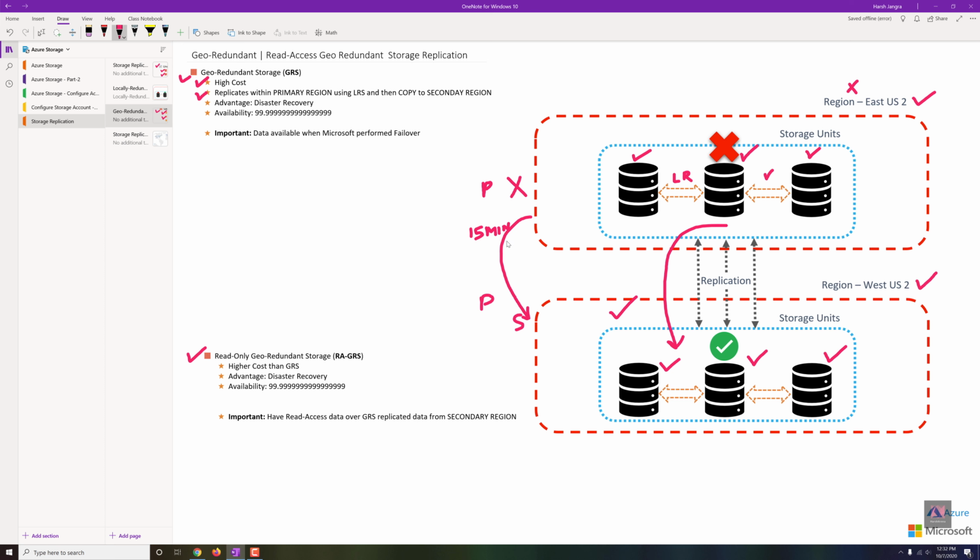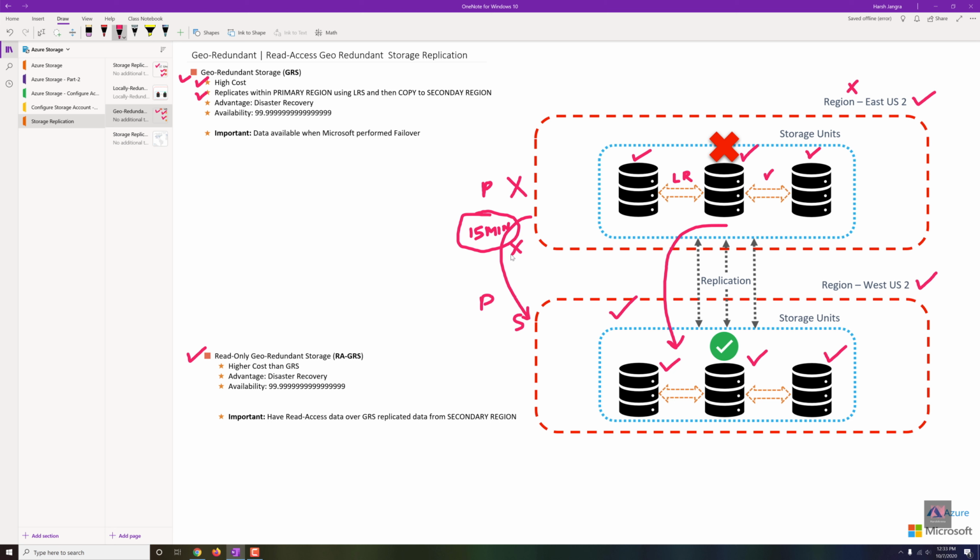And guys, one important thing: during this 15 minutes failover time, if you are copying any data, it may be lost. Remember that, because during this 15 minutes while performing failover, obviously they will inform you that the whole data center is down, storage is also down from East US2 in this example. Then you will stop copying or saving your data.